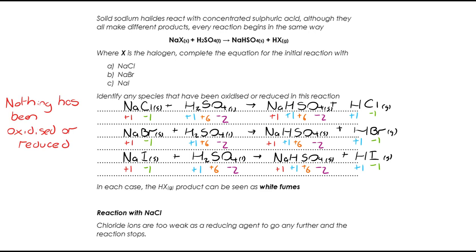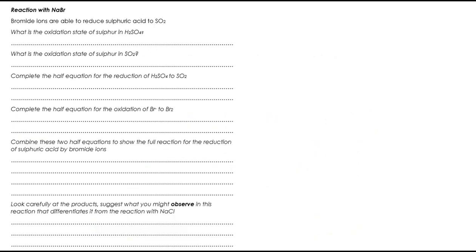So if I did this, I would make white fumes in every single case. The white fumes are the HCl, the HBr, or the HI. And then there's this tiny bit at the bottom that I'm just going to highlight. The reaction with NaCl stops at this point. Chloride ions are very poor reducing agents. They cannot reduce sulfuric acid any further, so the reaction stops. And that is something you would need to remember. The observation would be HCl, the equation is as we've written on the top line here, and nothing else would happen. But we're going to go on and consider the reaction with NaBr.